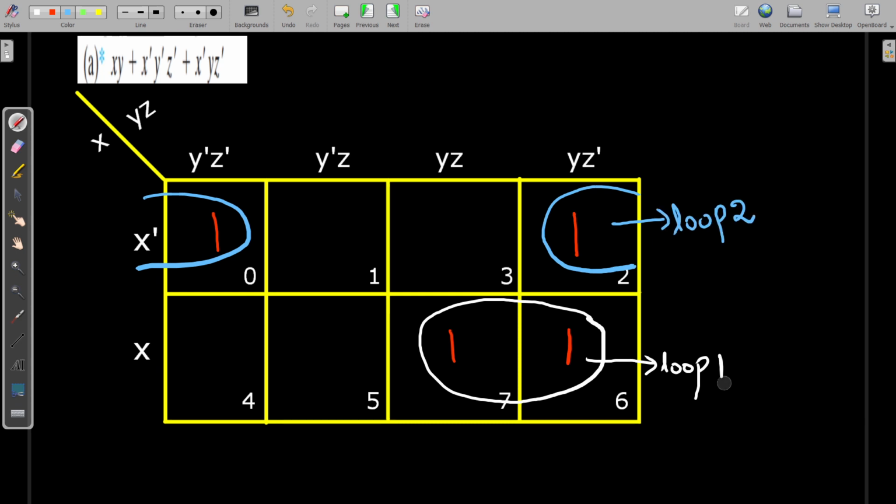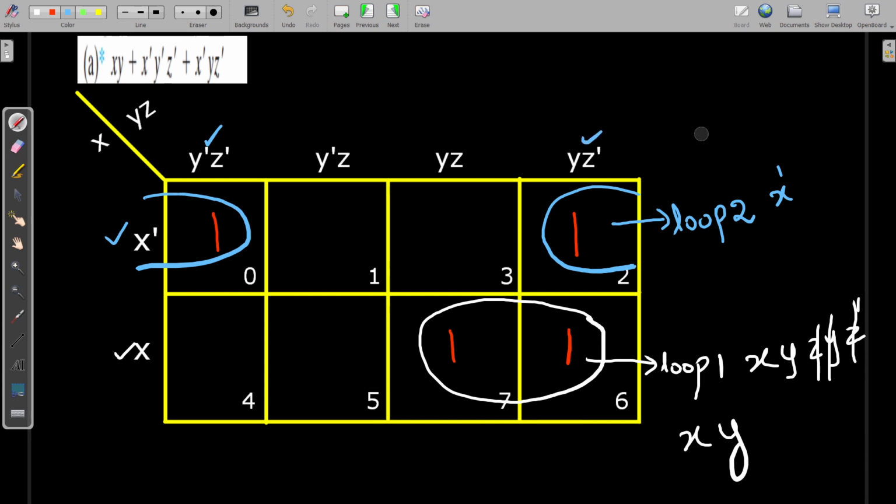Now we'll try to write the expression corresponding to this. For loop 1, on this side you get this x, and column-wise if you look here, it is y and z'. Here these two cancel, this is redundant, so the expression is xy. Then for loop 2, row-wise it is covering this x'. Column-wise if you see it is these two, right? So it is y'z' and yz'. So y' y cancel out, z' is redundant, so the answer is x'z'.